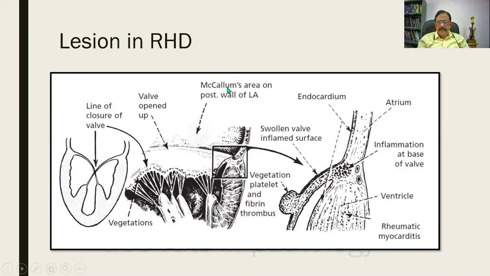McCallum's plaque is an area of thickening in the posterior wall of the left atrium. In the posterior wall of the left atrium. And this is the cardiac valve in which there is a vegetation. Fibrin and other things. I'll be talking to you in detail about vegetations at a later class, and the inflammation. Apart from this, there are some structures called atrial appendages in which we can find the Aschoff body. Pancarditis, wherein we can find the Aschoff body.